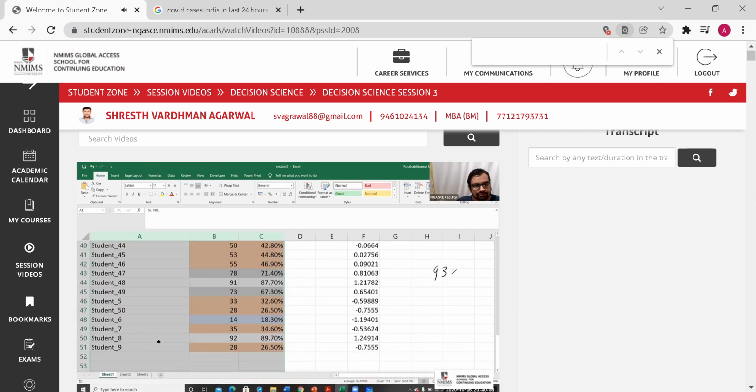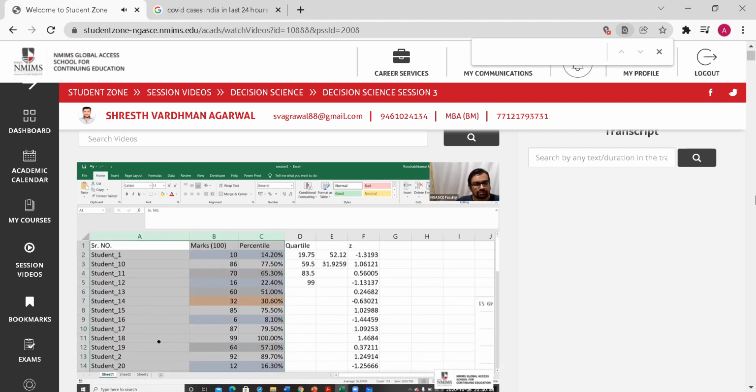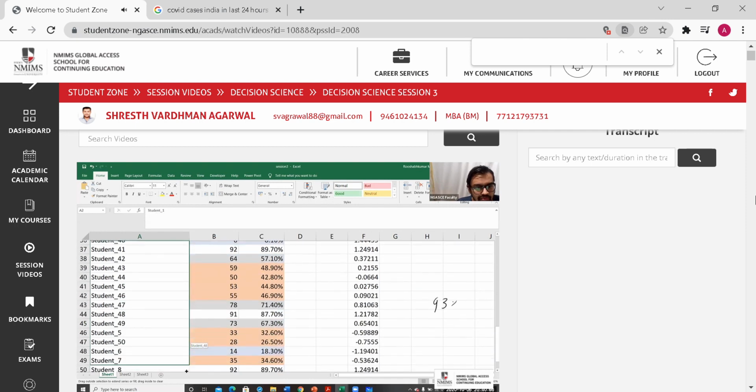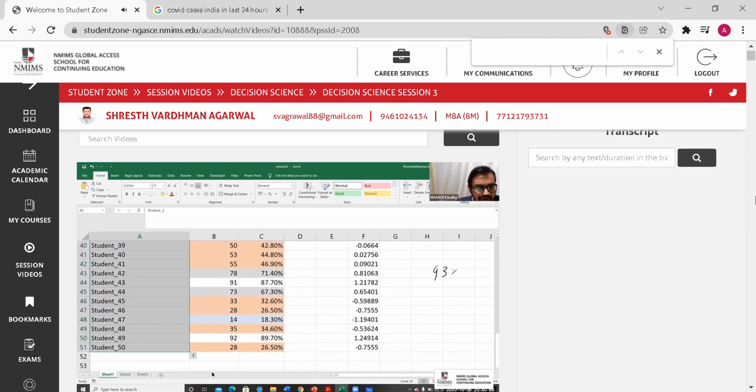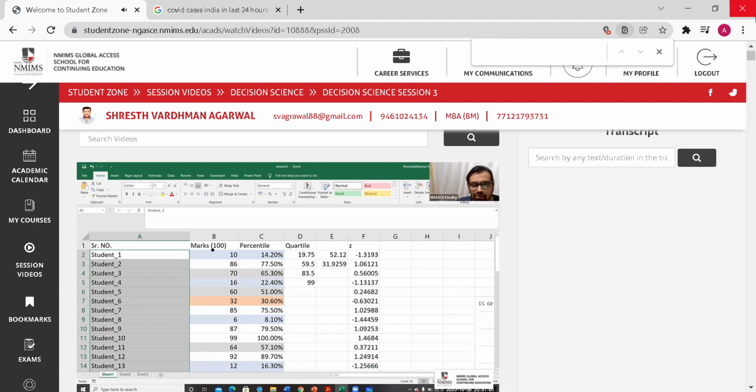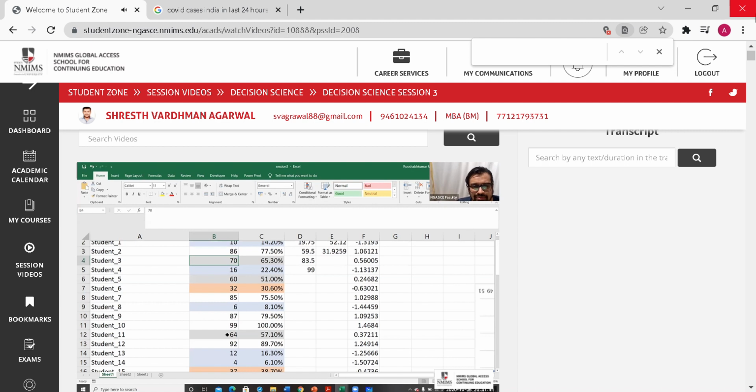Now, so these are the marks. This is dummy data. Actually, I have created this data, but that hardly matters. This is student number 1. So here we have 50 students and the marks they have secured out of 100. The first student has secured 10, the second 80, the third student 70. The data is pretty random.